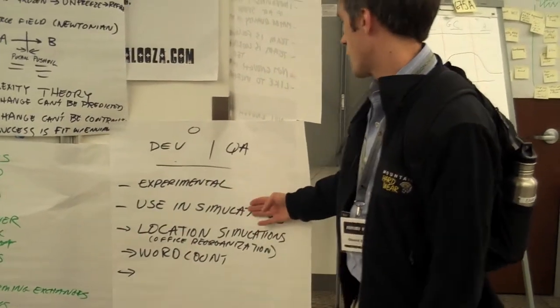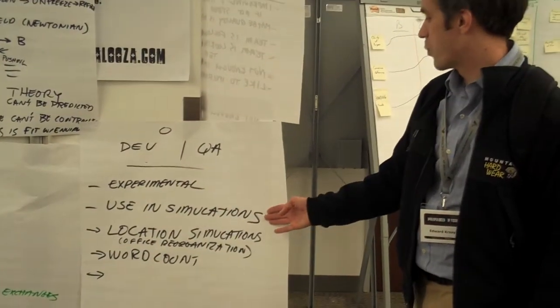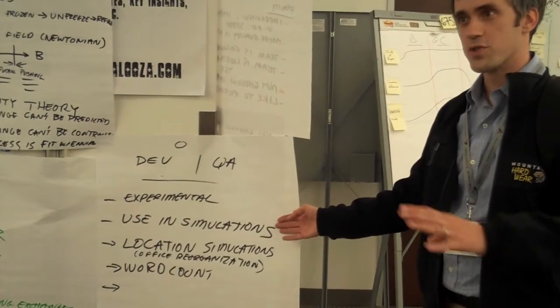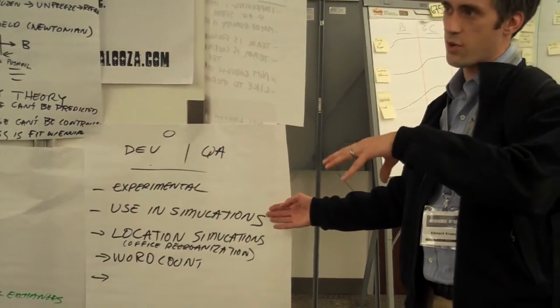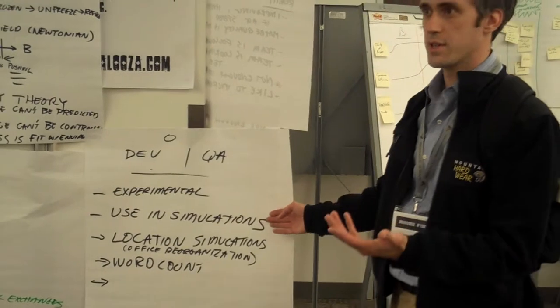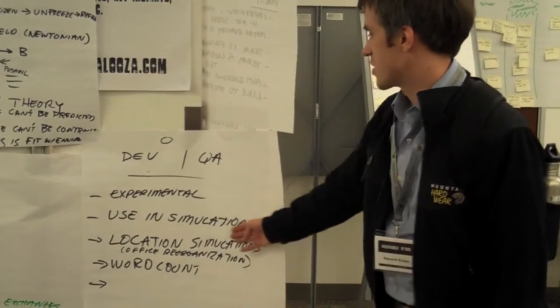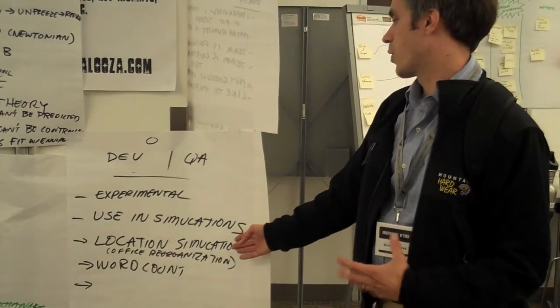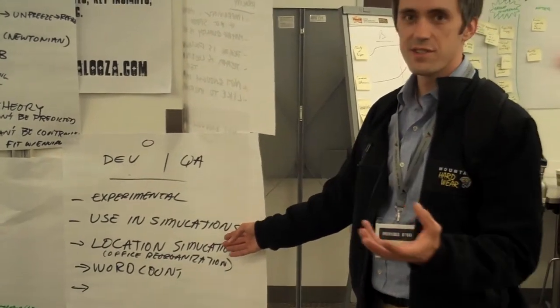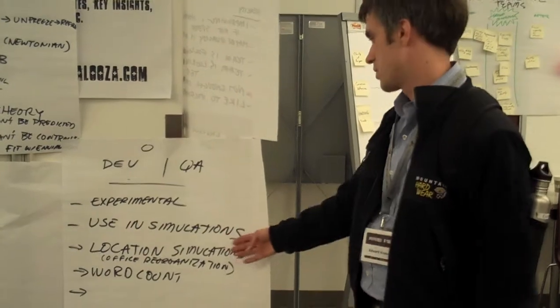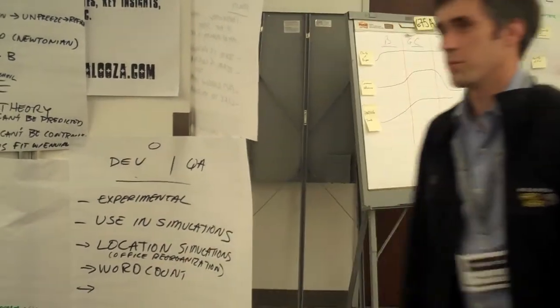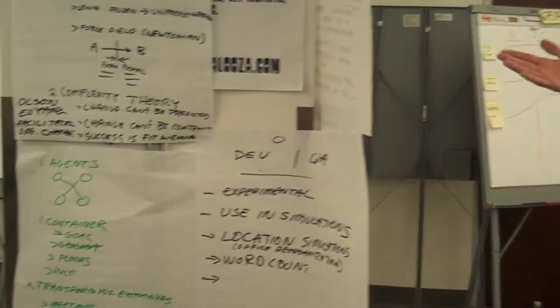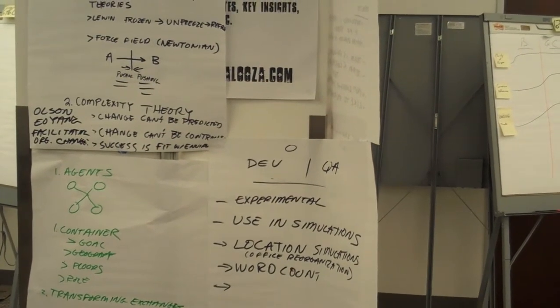And also talking about simulations that we can use to expose the existing theories about change in the organization and making people aware of that and debrief. And then also discussing locations. So how could we change the location of our organizations and how we're organized physically to try to affect change? And we talked about the word count example and debriefing that, which Elizabeth is responsible for.